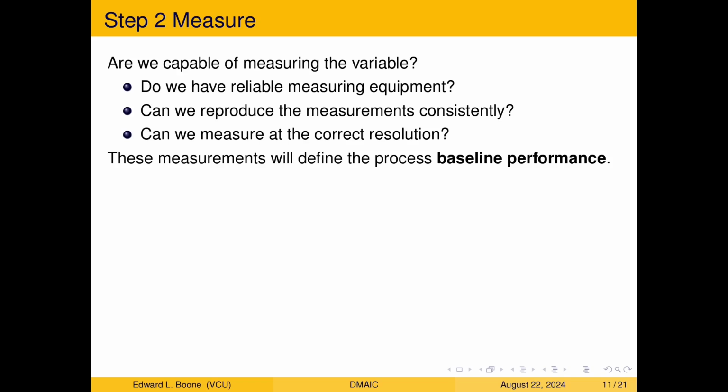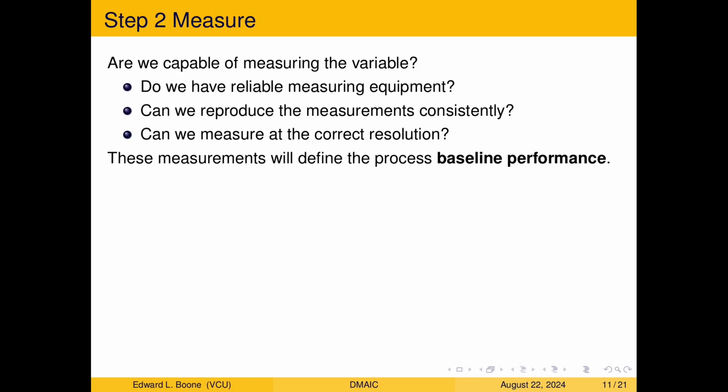Now the next step is asking, can we actually measure these variables? So we have reliable measuring equipment to measure it. For example, if we're measuring happiness, well, measuring happiness is really difficult and really unreliable, because people can be happy one moment and sad the next moment. It's not as easy as you would think. But do we have the reliable measuring equipment?